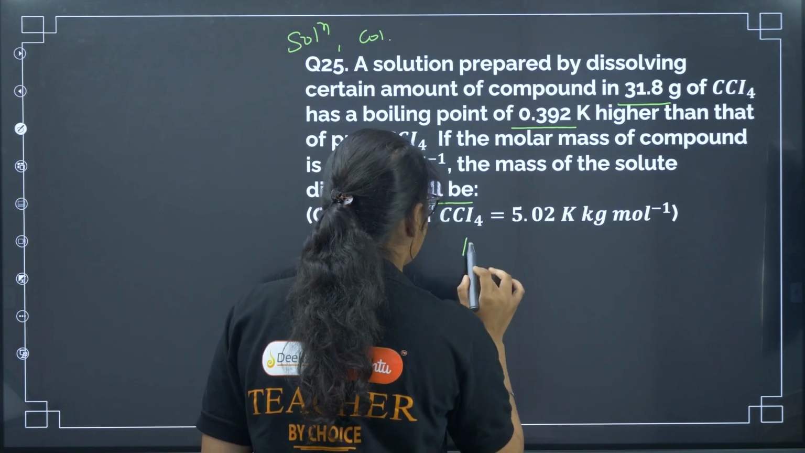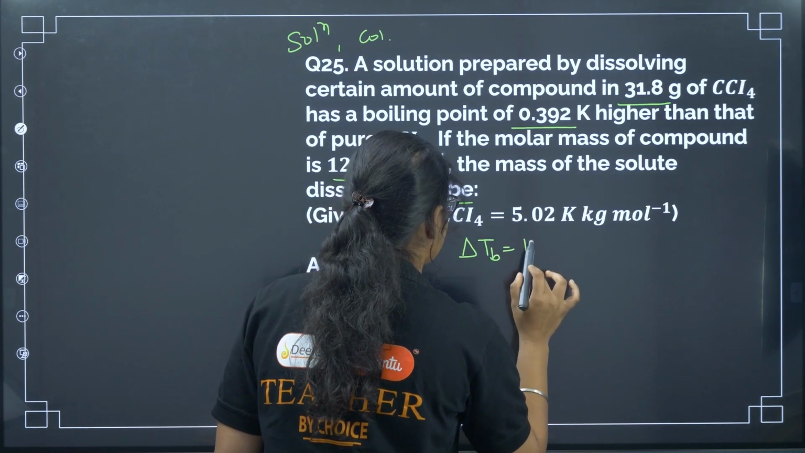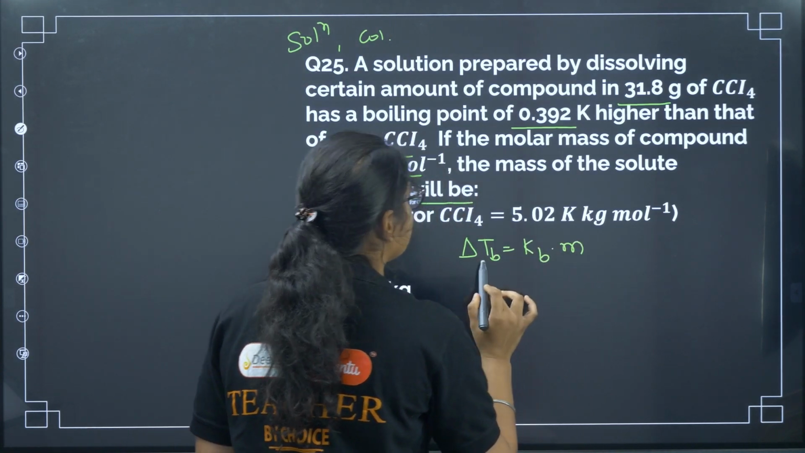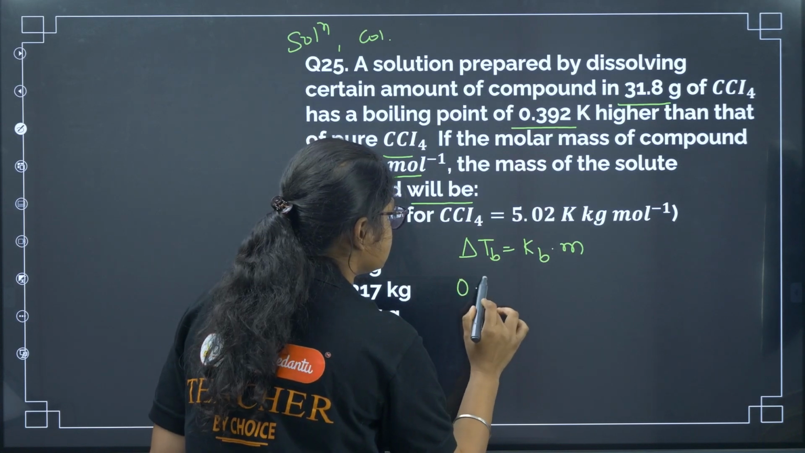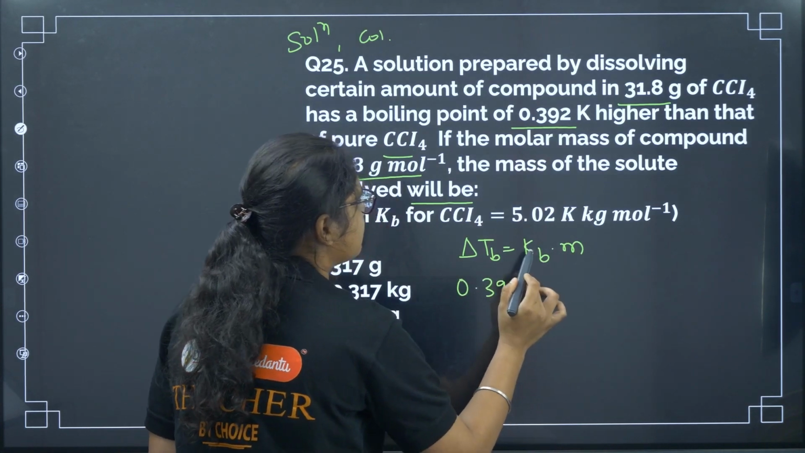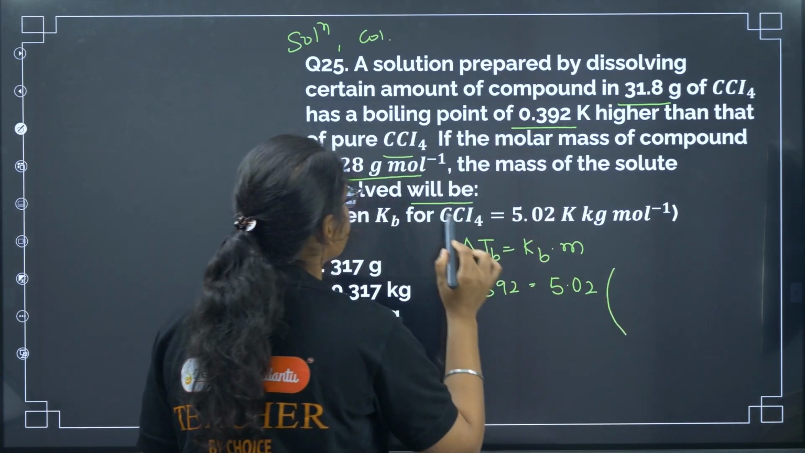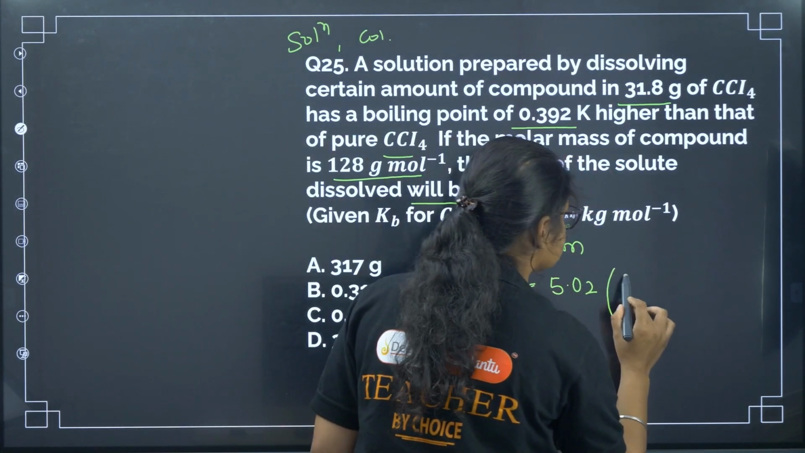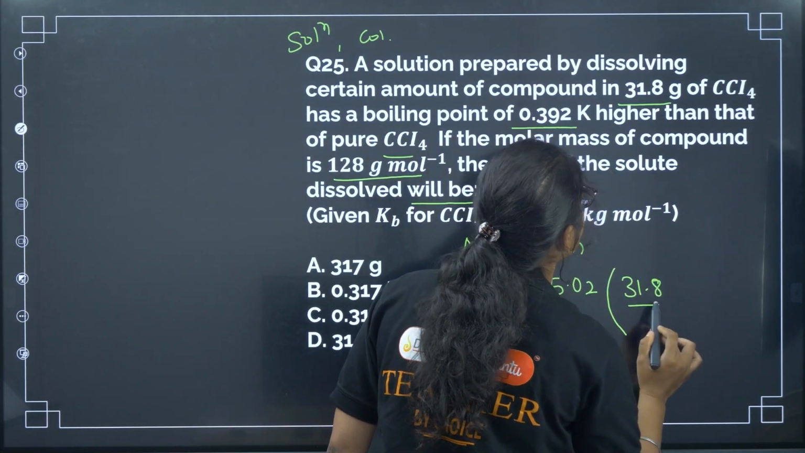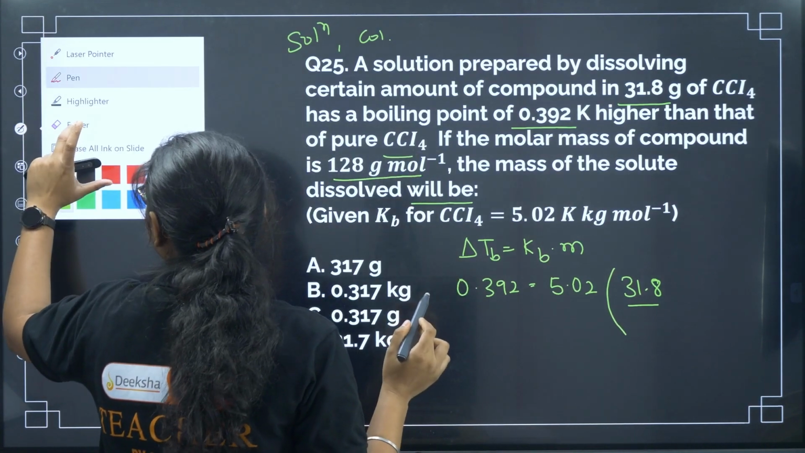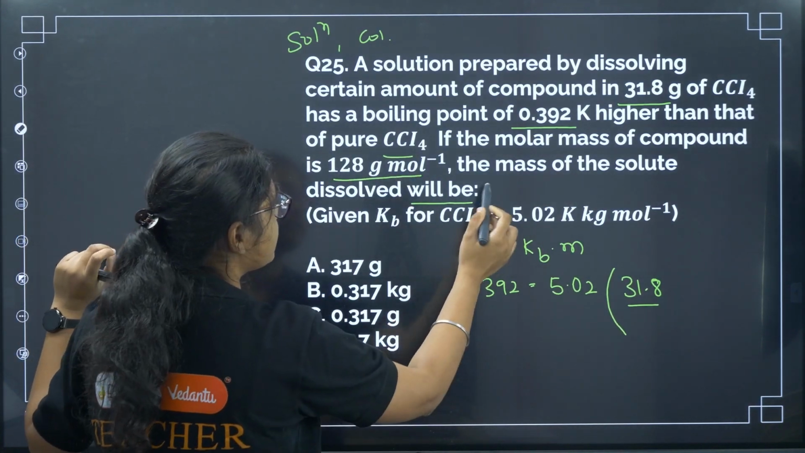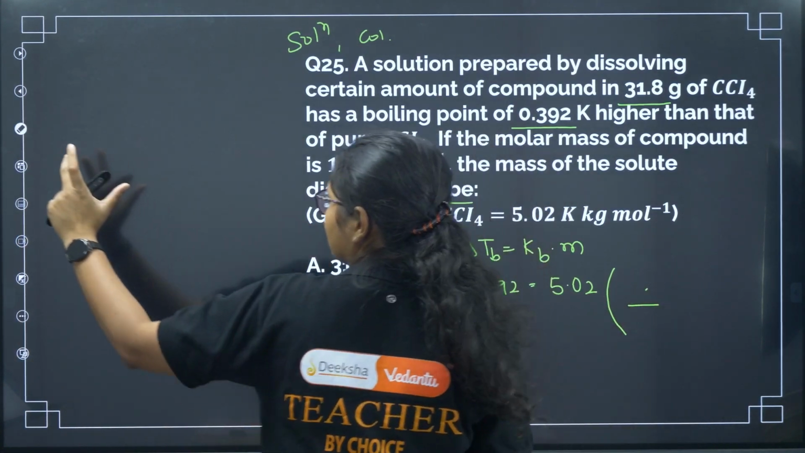So very clear formula, delta TB is equal to Kb into m. So delta TB, how much the boiling point has increased? 0.392 Kelvin. Kb value is 5.02. And molality formula is given mass by molar mass, so that is 31.8. Okay, sorry, we have to calculate the mass of the solute, right? So this is mass of the solvent.